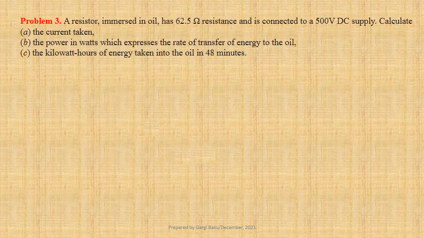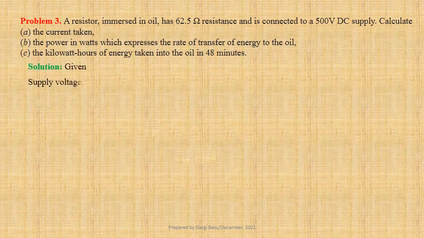A resistor immersed in oil has 62.5 ohm resistance and is connected to a 500 volt DC supply. We have to calculate the current taken, the power in watts, which expresses the rate of transfer of energy to the oil, and the kilowatt hours of energy taken into the oil in 48 minutes.